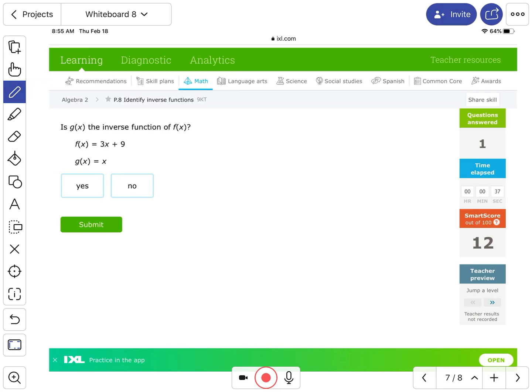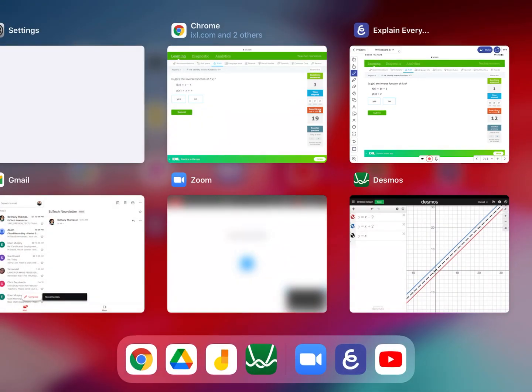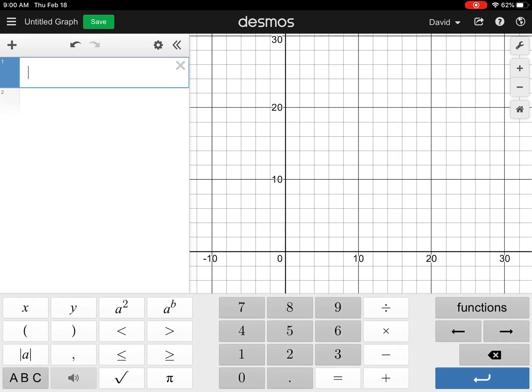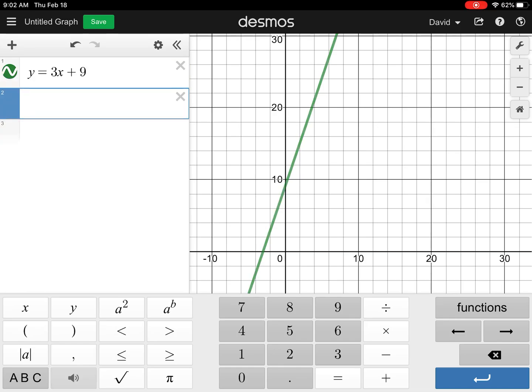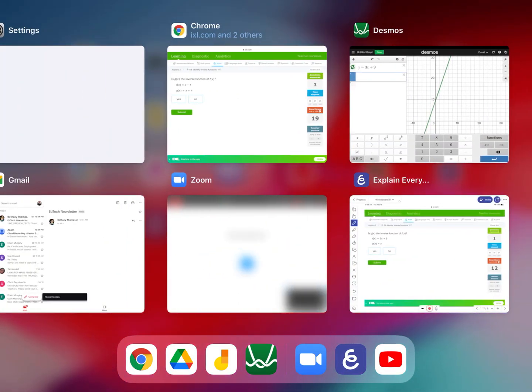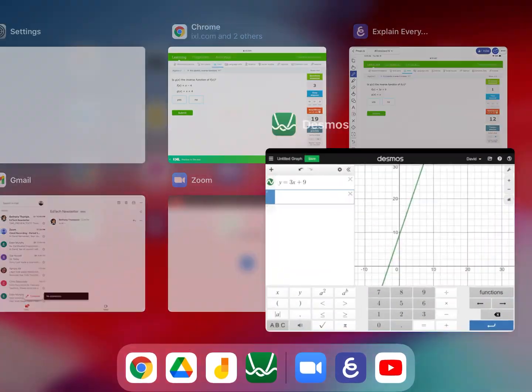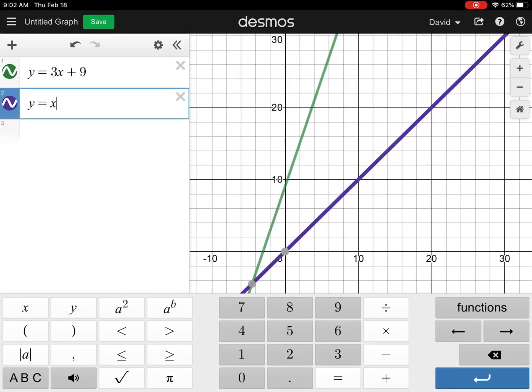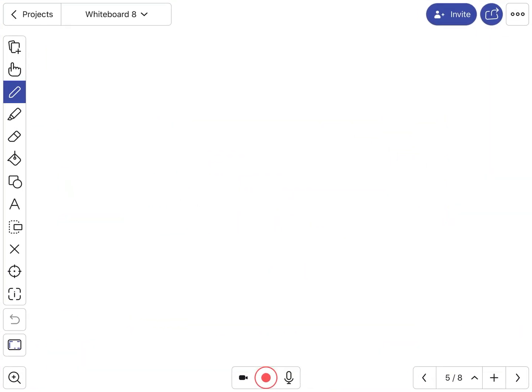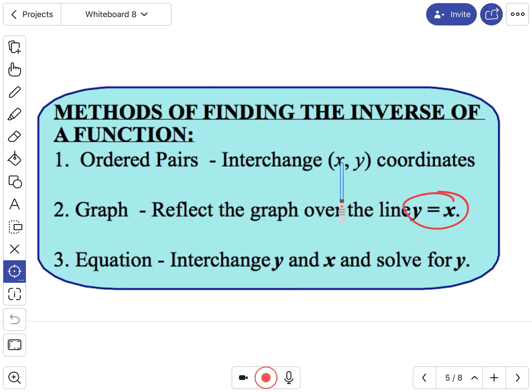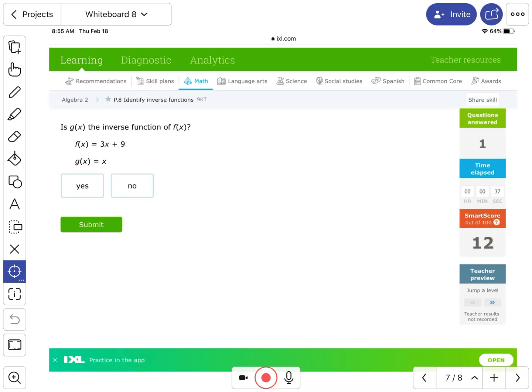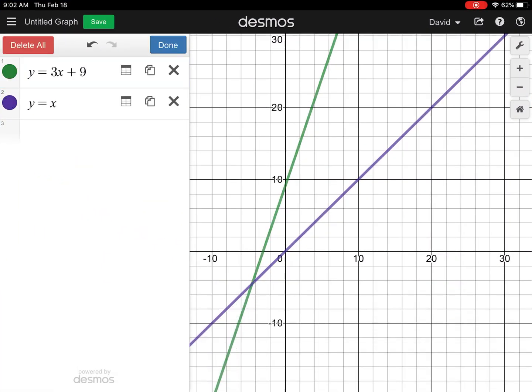So what about this one? y equals 3x plus 9. Well, let's see. So 3x plus 9. And then the other one is y equals x. Okay, so again, we're going to go through the three methods here. So method 1, do the x and y's change. Method 2, is it a reflection over this line? Method 3, actually do the algebra. So let's go with method 1 and look at the points.